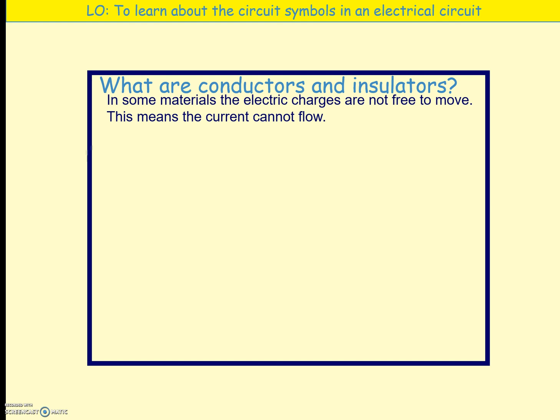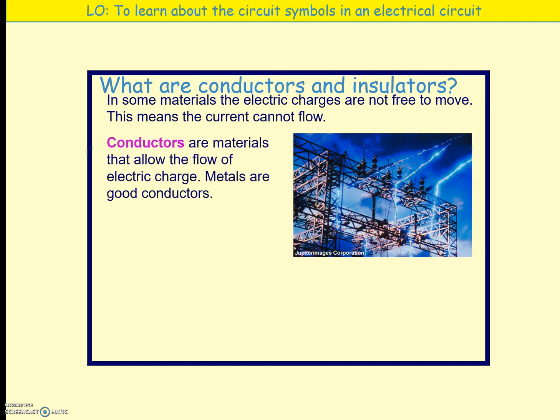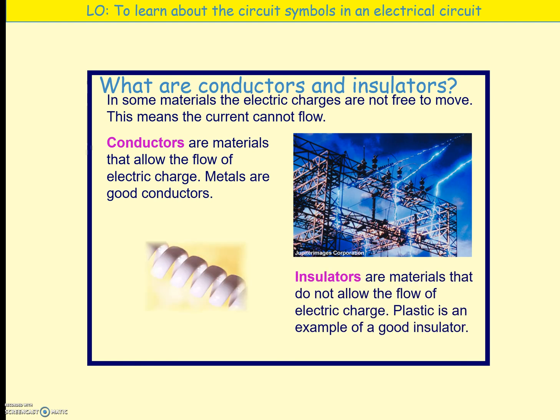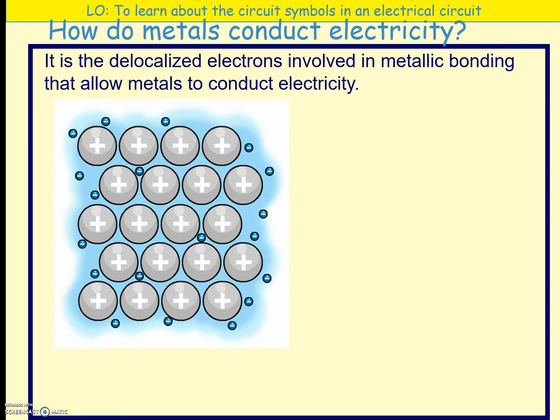So, what are conductors and insulators? In some materials, the electric charges are not free to move. This means the current cannot flow. So conductors are materials that allow the flow of electric charge. Metals are good conductors. Insulators are materials that do not allow the flow of electric charge. Plastic is an example of a good insulator.